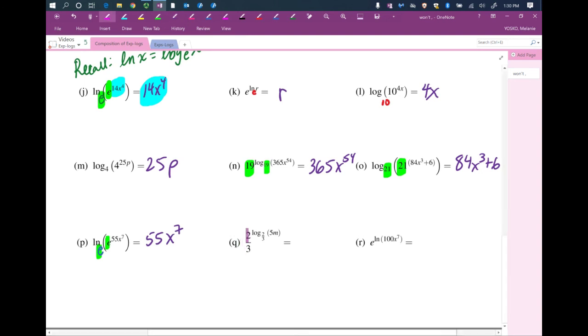Let's look at Q. 2/3 to the log base 2/3 of 5m. Base of the exponential, base of the logarithm are the same, so the answer is 5m. And R. e to the ln of 100x to the 7th. Remember, there's a little e right here as the base, so the base of the exponential and the base of the logarithm are the same, so our answer is 100x to the 7th.